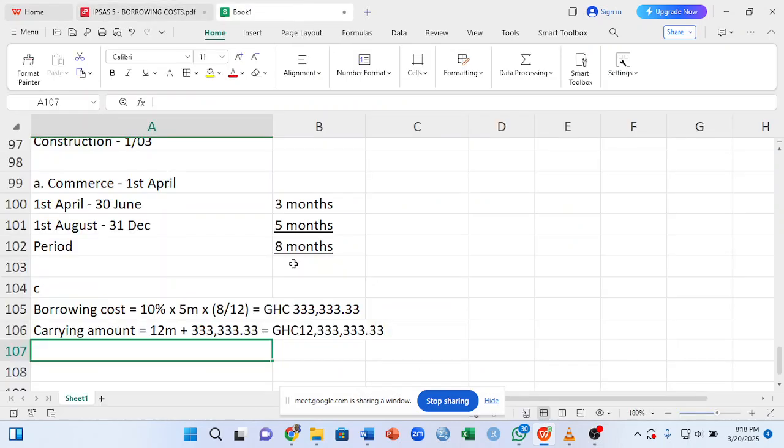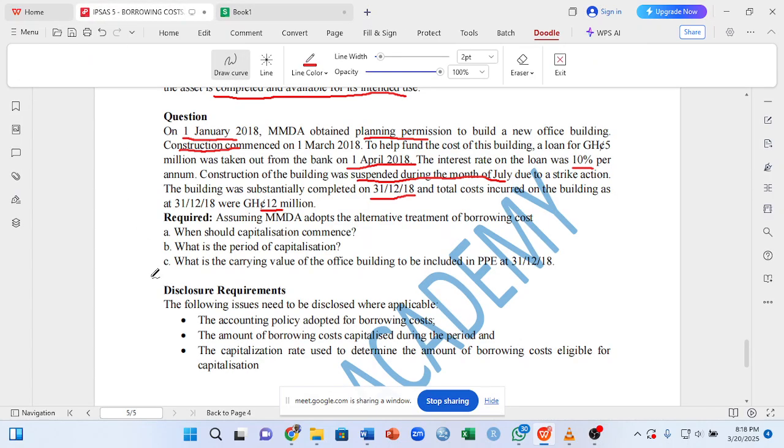So sometimes the cost of the building or the asset can be more than the loan itself. Of course. That could mean that you finance some from your own pocket, and then the rest you took a loan to support. So yeah, it's possible.